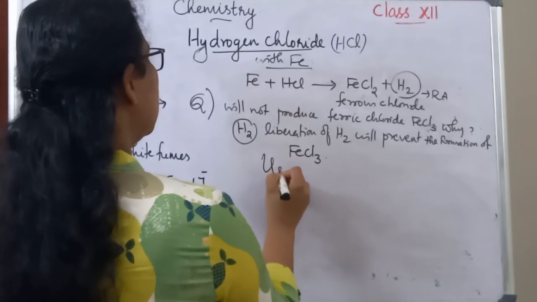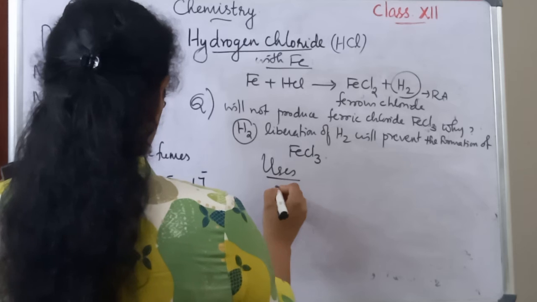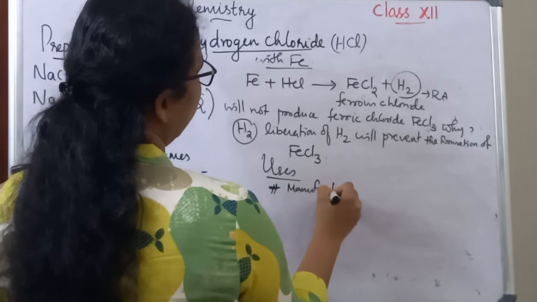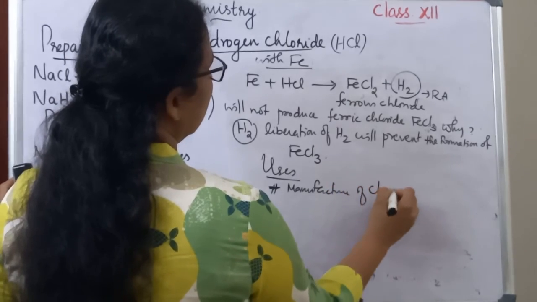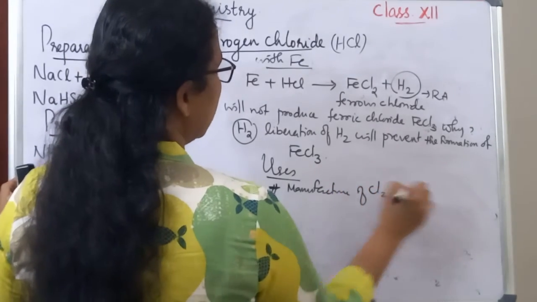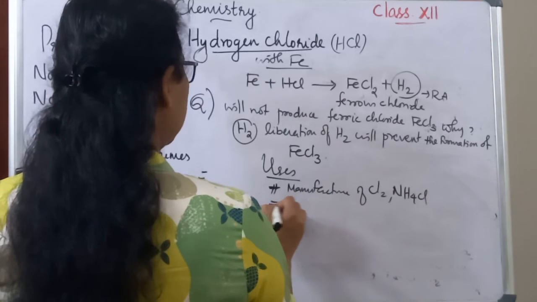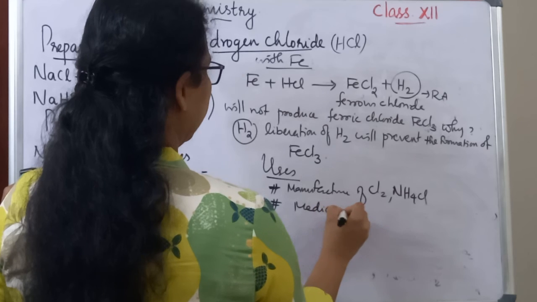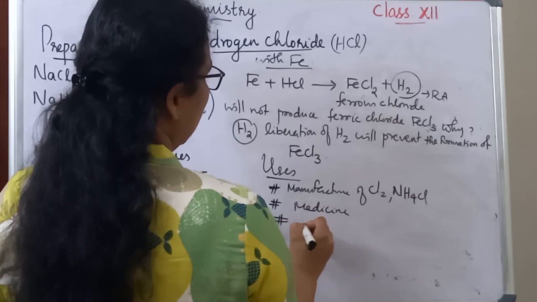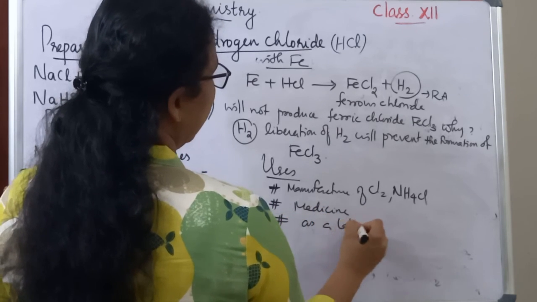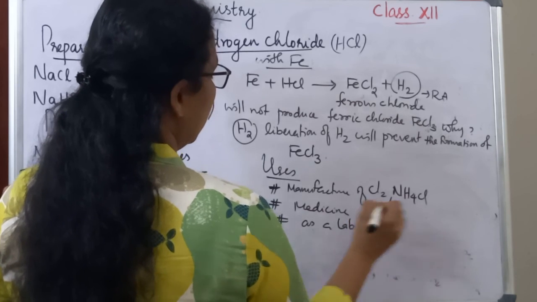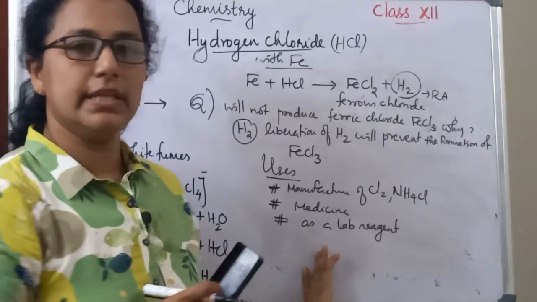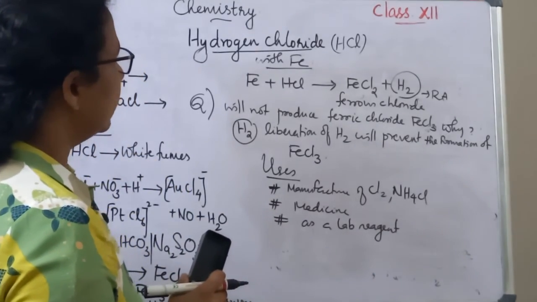Now comes the uses. So it can be used in the manufacture of chlorine, ammonium chloride, etc. Then it can be used in medicine and as a laboratory reagent. So these are the important uses of HCl. So this is about hydrogen chloride.